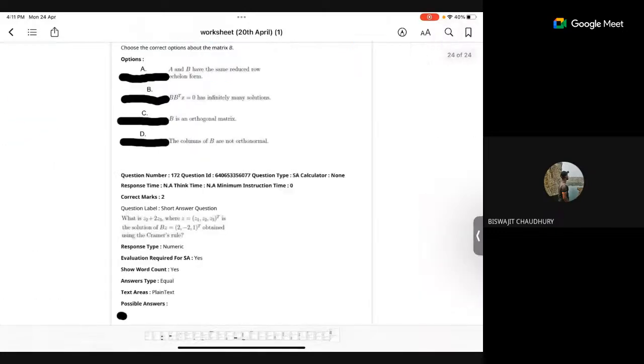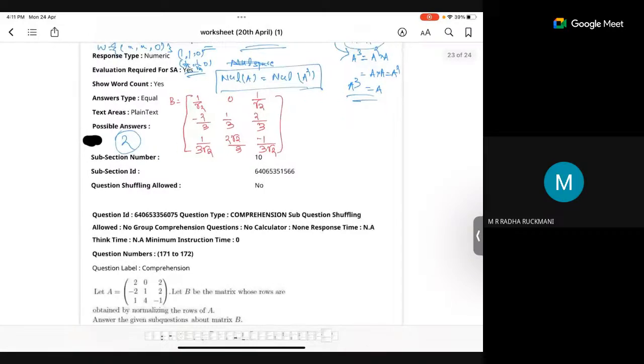So in the question, it is given that A and B have the same reduced row. I have a doubt, sir, here. See, it is 2 and 2 is the norm of the first row. You will have to take it as 2 square plus 0 square plus 2 square. That is 4 plus 4, right? Under root of that. So it will be root 8. So 2 by root 8, you have simplified it. Root 8 is basically 2 root 2. Okay, fine. So we have got our B as this.